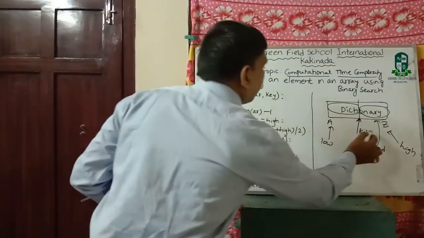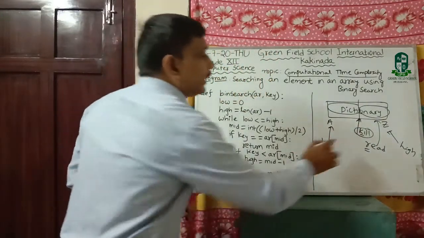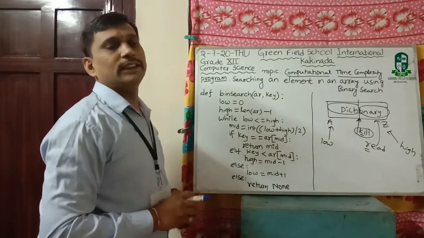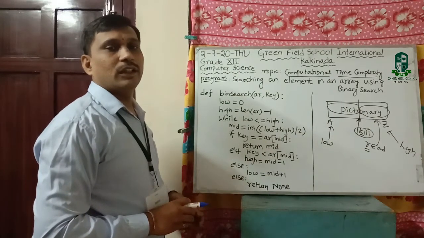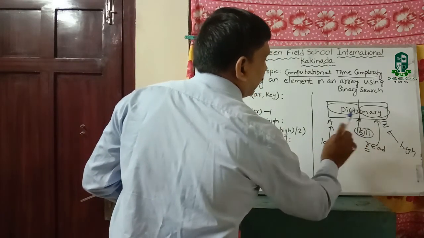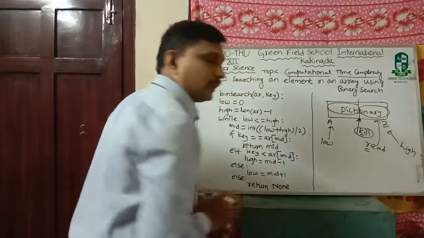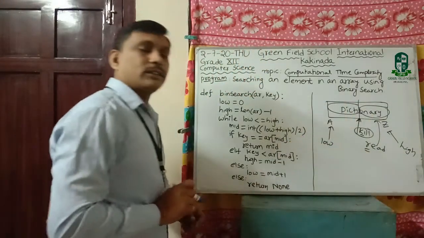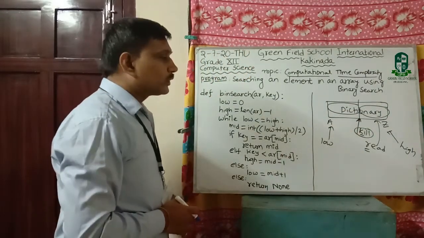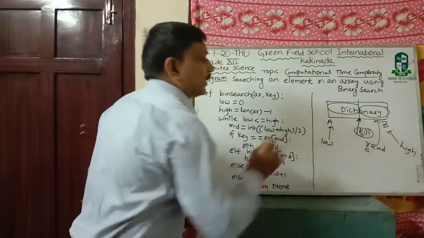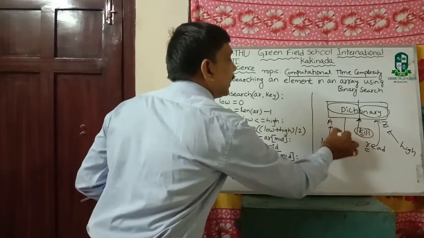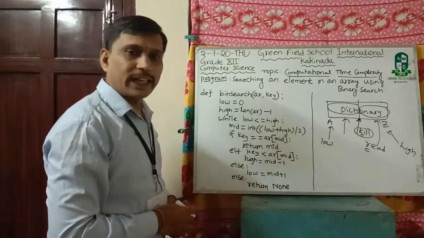This one is the mid element. Then we check whether our key and the mid element are the same or not. If both are the same, our search process is successful. Otherwise, if the key element is greater than the middle element, then we search the key in the second segment. Suppose the key search element is less than the middle element, then we search the process in the first segment. In this way we decide.